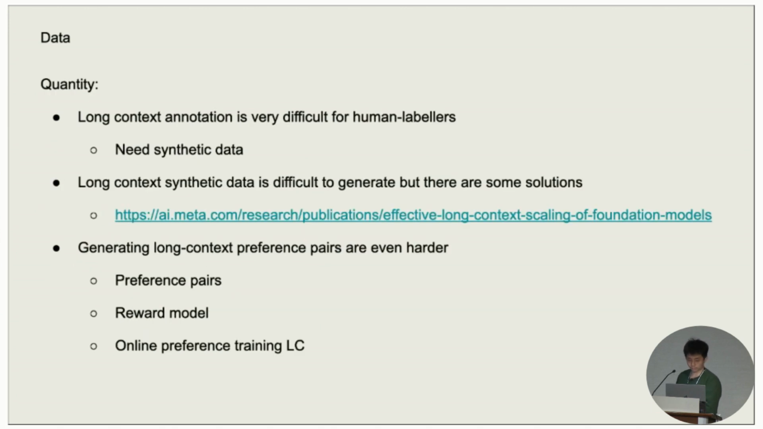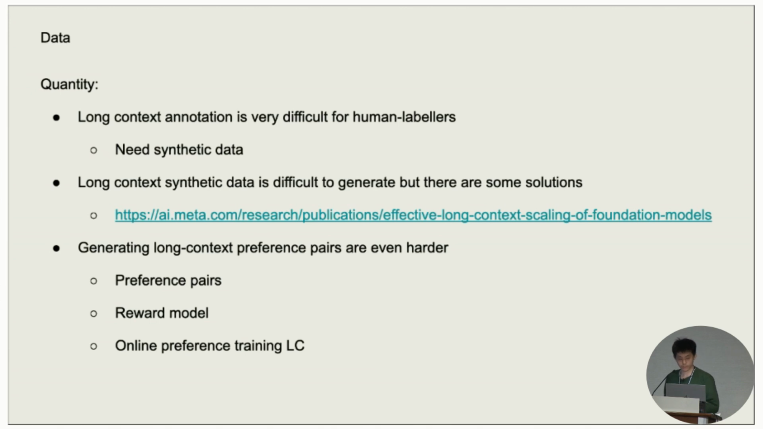And also, long context data is comparatively scarce compared to short context data. And long context annotation is also difficult for human labelers. So imagine you're labeling instruction tuning data with a single paragraph or maybe a short sentence. That's relatively easy for human labelers to do. But if you're asked to give some question-answer pairs or label an entire essay or an entire book, that requires a substantial effort from the human labelers, and it's not very scalable.